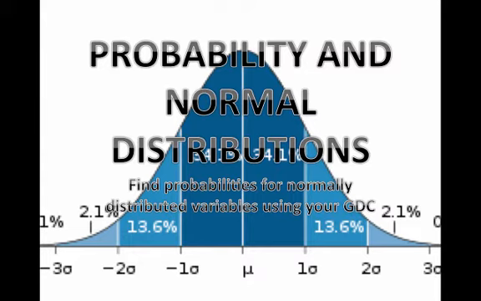Okay, probability and normal distributions. In this video, we'll find probabilities for normally distributed variables using your calculator. So in this video, we will take real-world application problems that involve variables that are normally distributed, and we'll be able to find probabilities that these variables will occur. What you do is you have to first convert the upper and lower boundaries of some interval for the value x into z-scores, and then from there we can find the probability that that event will occur.